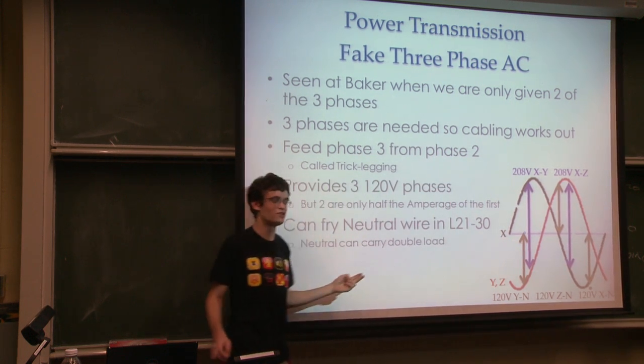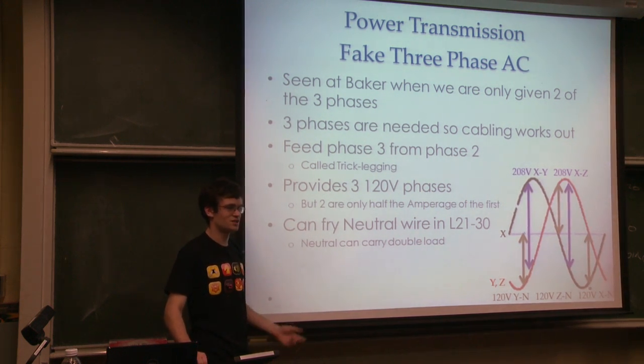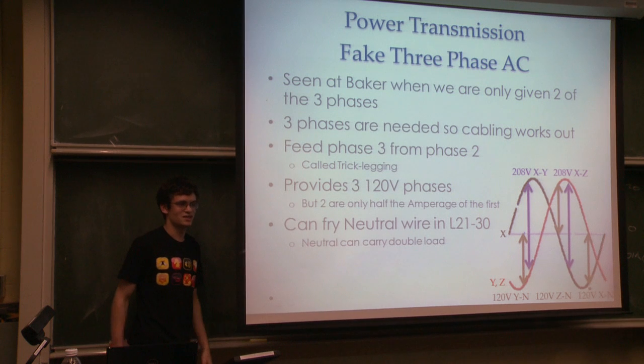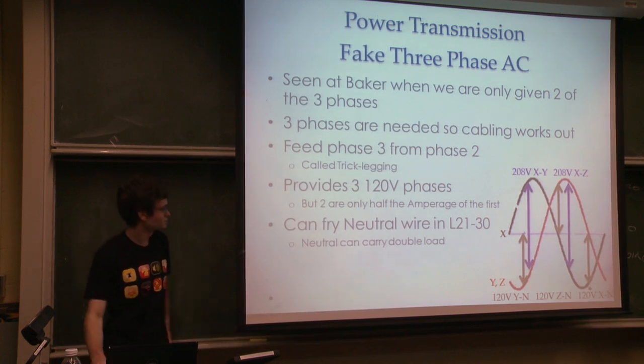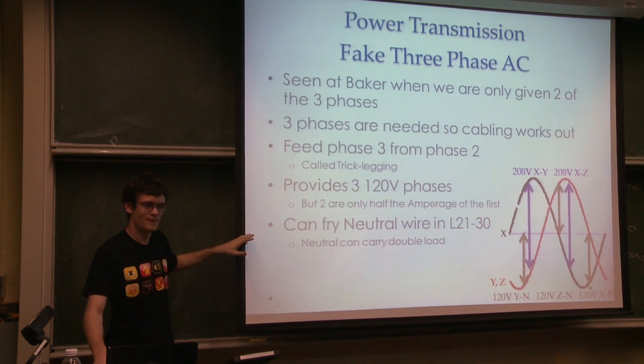Because 2 of them are the same, you could actually double the load on your neutral at times, which on cables such as L2130 is not designed to handle that, and you could do some damage to it. Does this make sense? This is getting a little fancier.